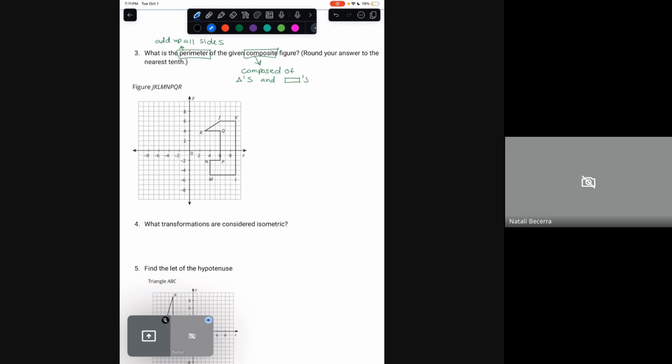So I have to find JK. What is the length of JK? I have to find JR. I have to find QP. Oops. I have to find KL, ML, MN, and I'm forgetting one, RQ. Let's see if I got all of them. That was 1, 2, 3, 4, 5, 6, 7. Oh, I'm forgetting one. JK, JR, RQ, QP. Oh, NP.